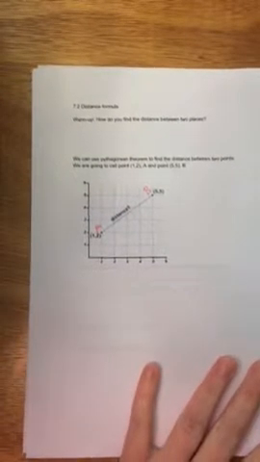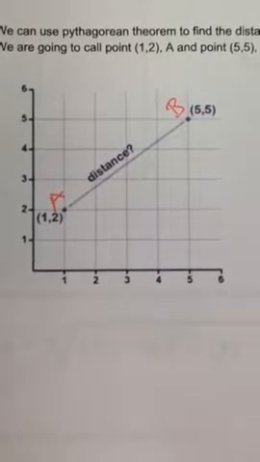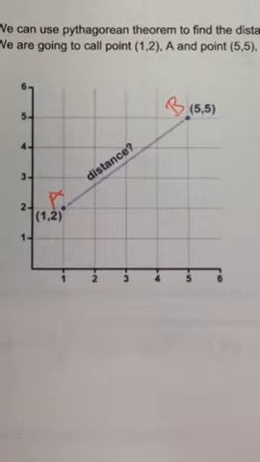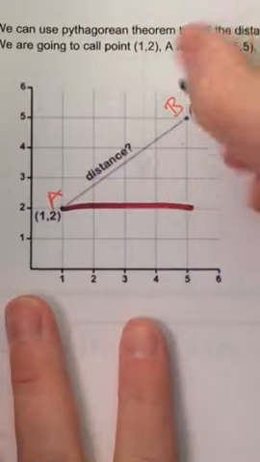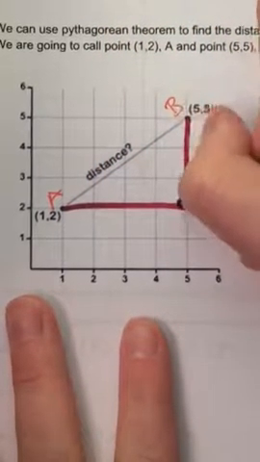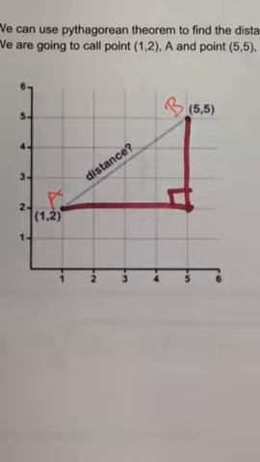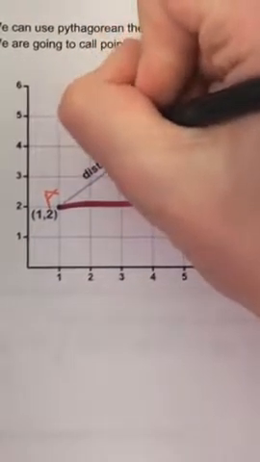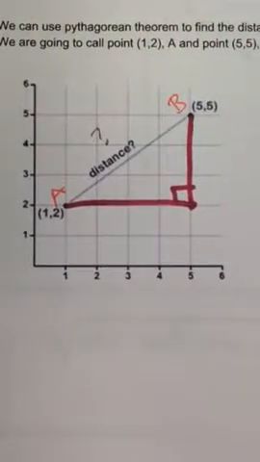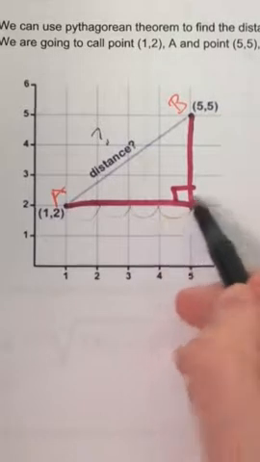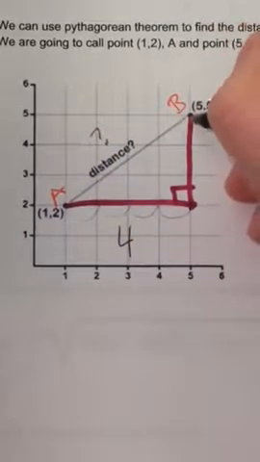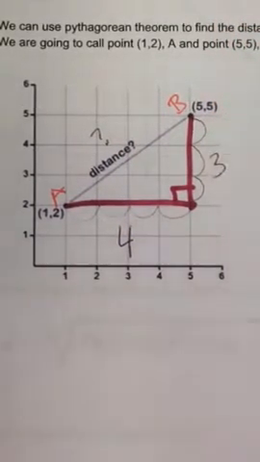Now if I look at this, I can make a triangle like I've been doing the last couple days. If I go like this, and then like this, I have a right triangle, right? So I should be able to find this length. That distance, that's what I'm trying to find. So I know this is 1, 2, 3, 4 units, right? And this is 1, 2, 3 units.